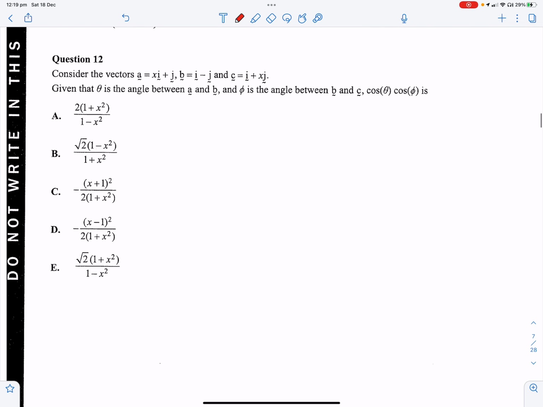Okay, given that theta is an angle between A and B, so now cos of theta is the angle between A and B, so you've got to find the dot product, which is x minus 1, over the magnitude of that, which is x squared plus 1 square rooted, the magnitude of that, which is root 2.